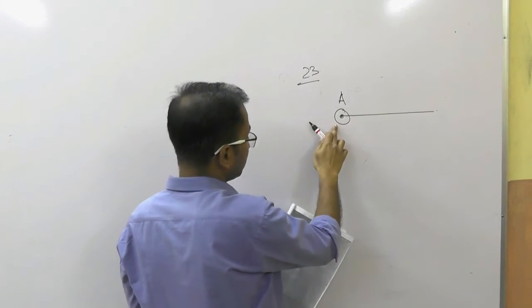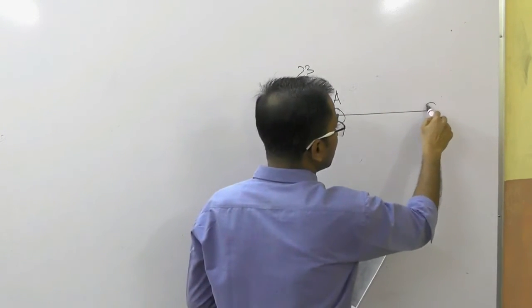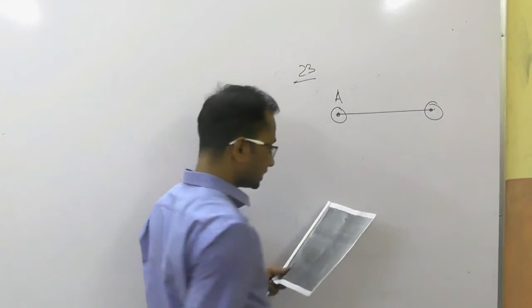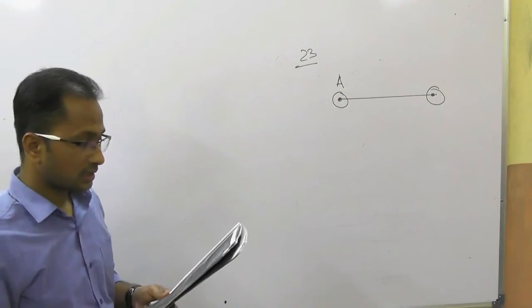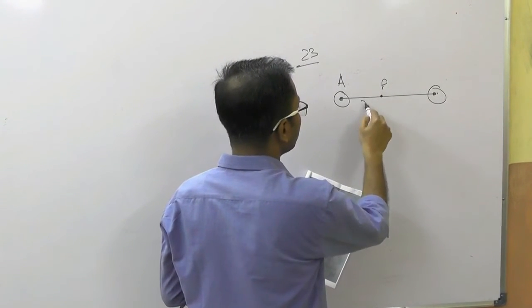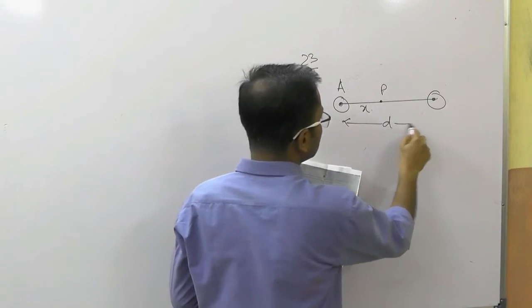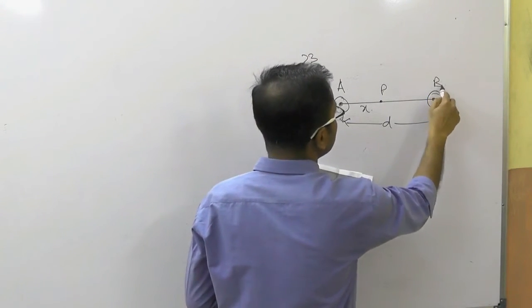Current is flowing in this wire. Suppose the current is coming outside. Here the current is also coming outside. Since it is given in the question, the current is flowing in the same direction. We have to find the magnetic field at point P, which is at a distance x. The distance between A and B is given.